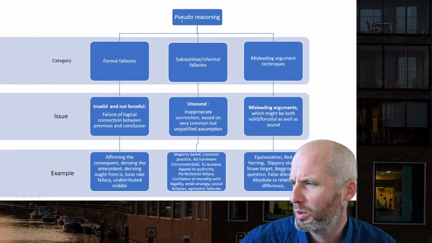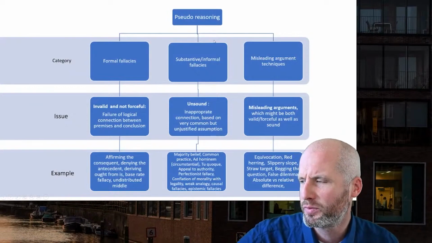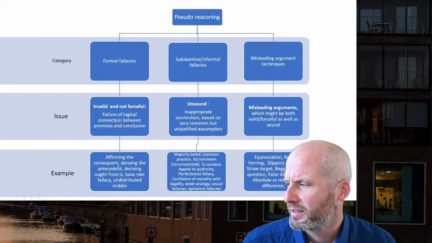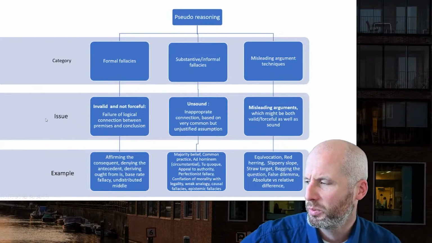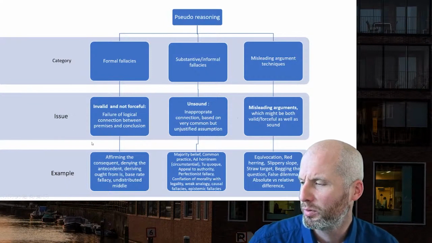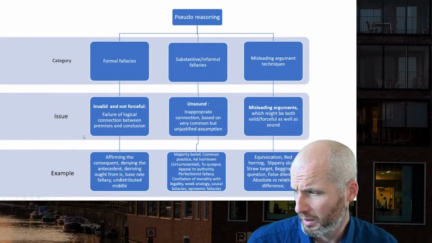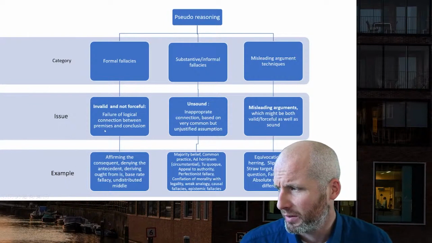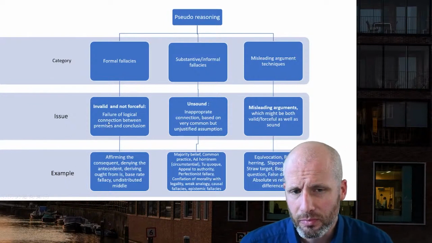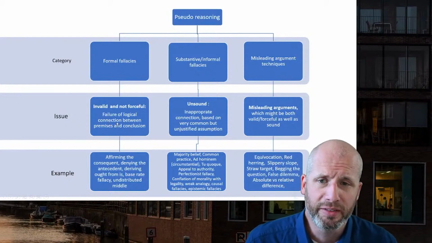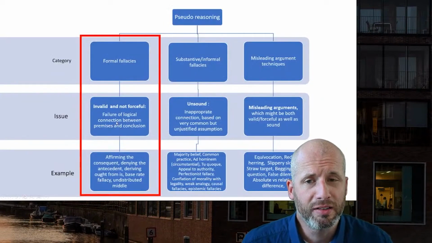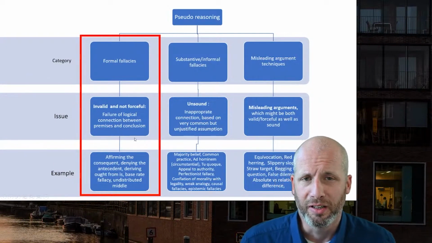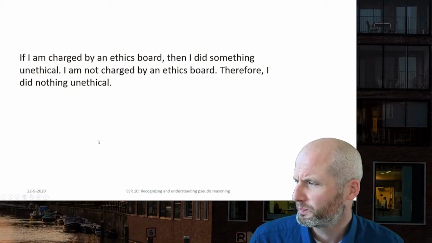As I just talked about, there's three types of pseudo-reasoning: formal fallacy, substantive, and misleading argument technique. I listed everything here, and I've indicated what the issue is with every type of pseudo-reasoning, and different examples of forms of pseudo-reasoning that fall within that category. So it's a very easy quiz because now I tell you that we're going to focus on the formal fallacies. So you already know within which category you need to seek the answer. All right, here we go.